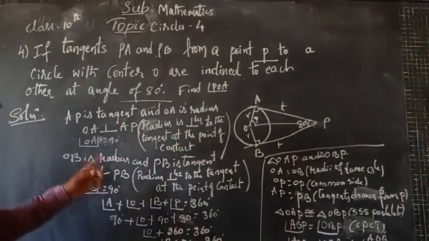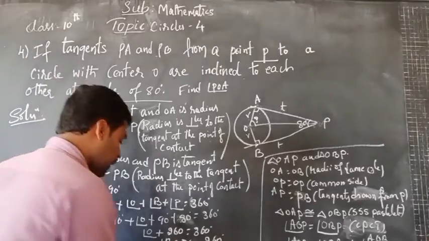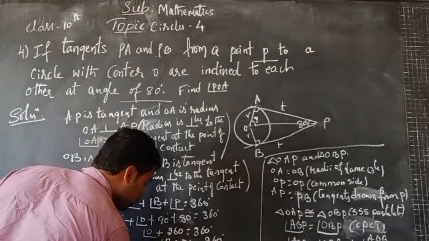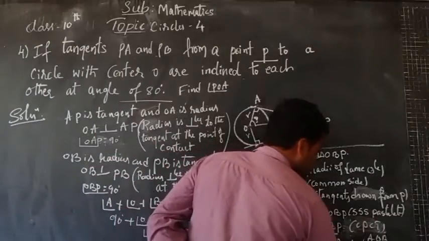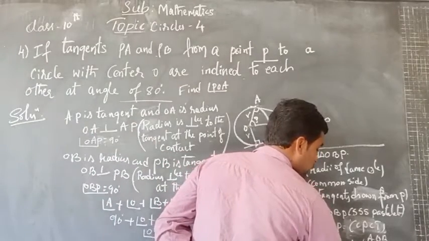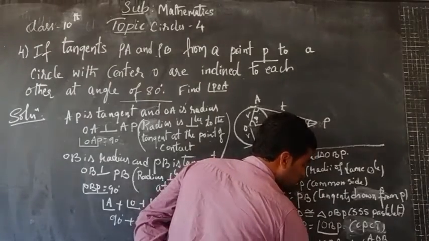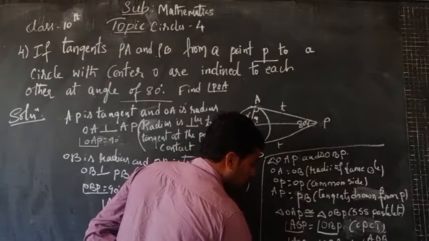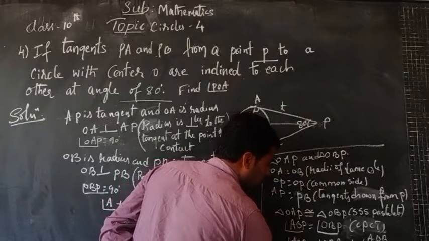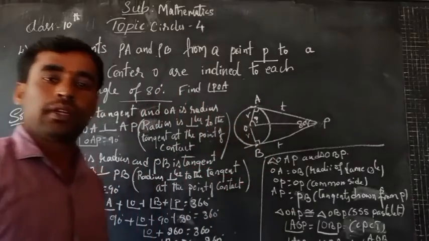What is the measurement of angle AOB? Angle AOB is equal to 100, so half of 100 is 50. Therefore, the measurement is 50 degrees. Therefore, angle AOP, which is equal to angle OBP, is equal to 50 degrees. Is it clear, students?